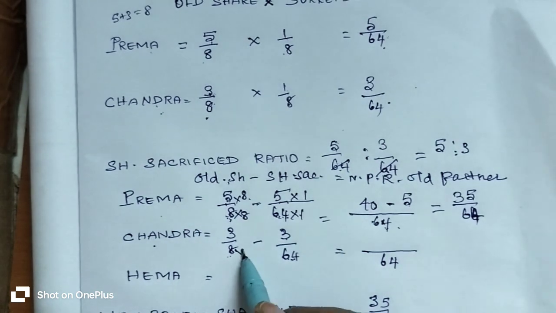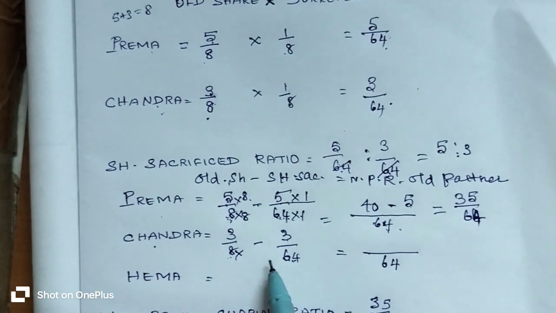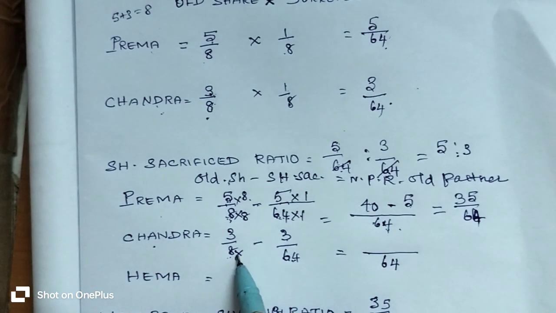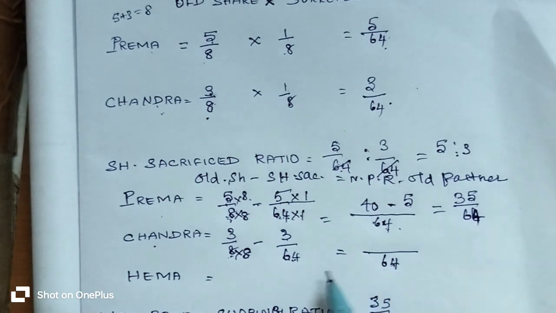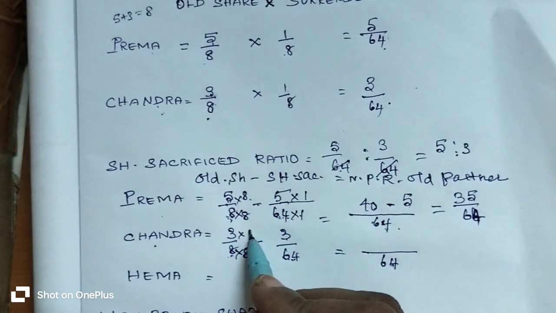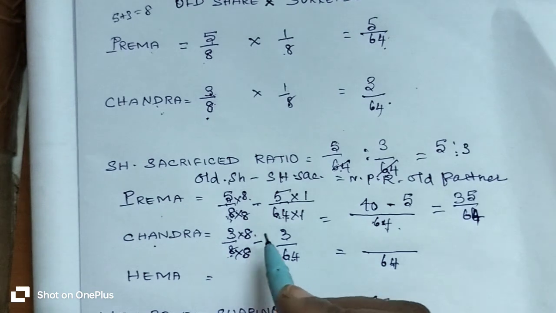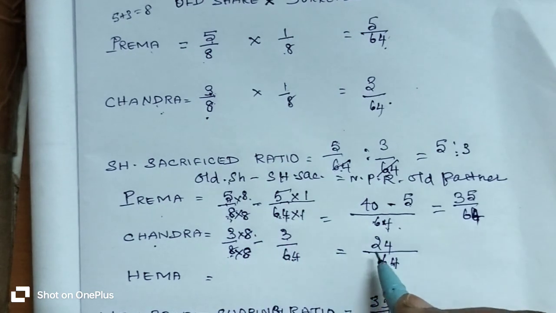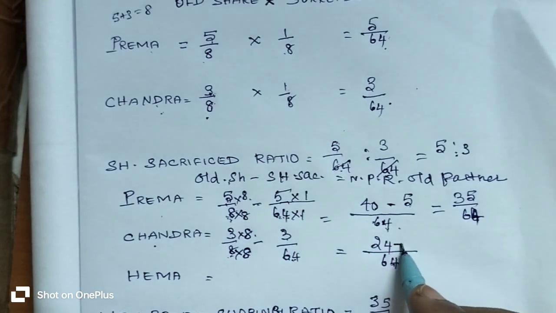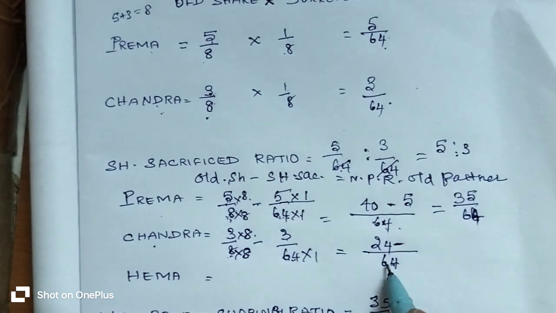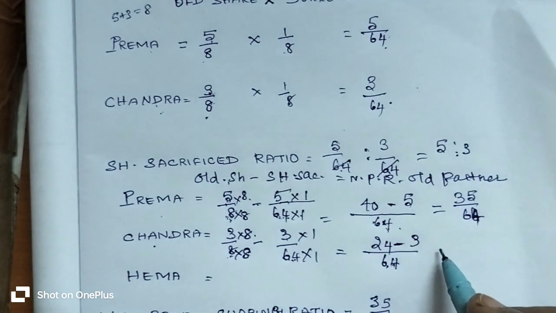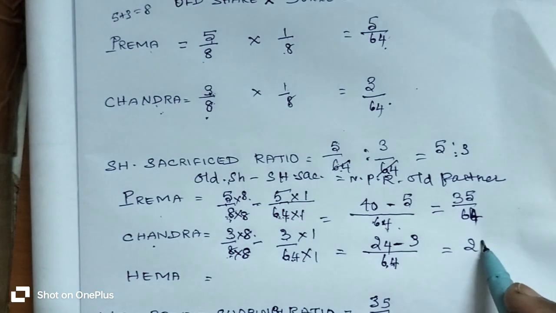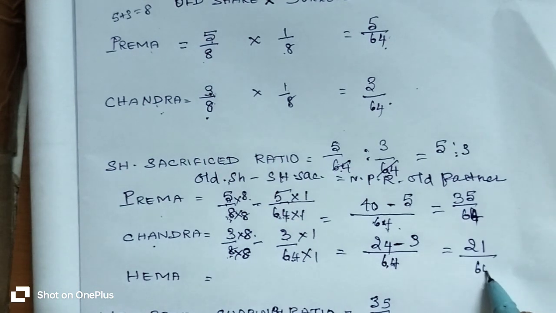Okay. How many times a number multiplied with 8 will give 64? 8. 8 8s are 64. The same 8 you are going to enter into the numerator. 3 8s are 24. Okay, minus sign applied. 1 64 is 64 and 1 3 is 3. Right? So 24 minus 3 is 21 by 64.